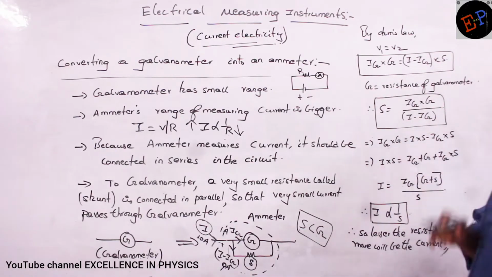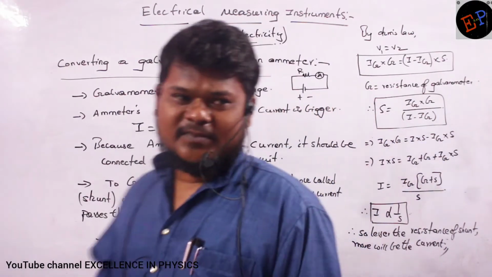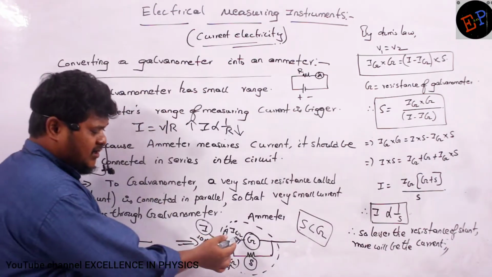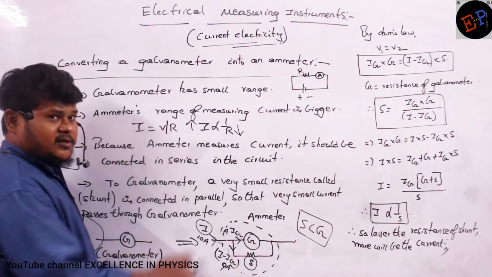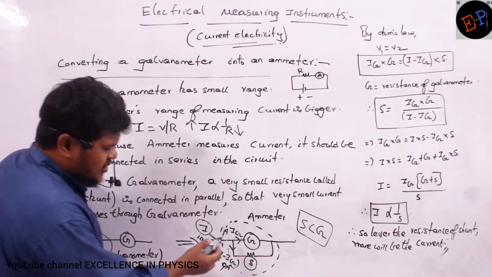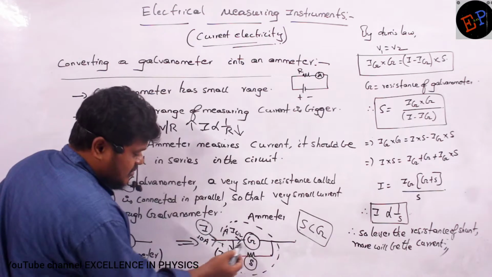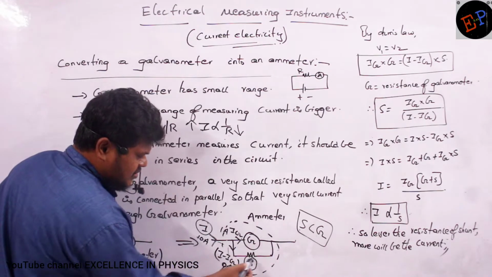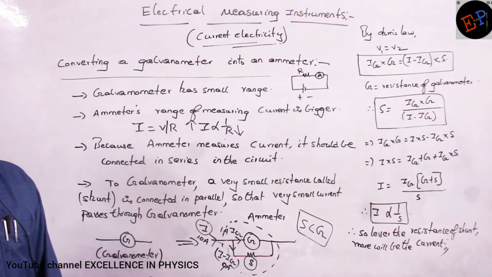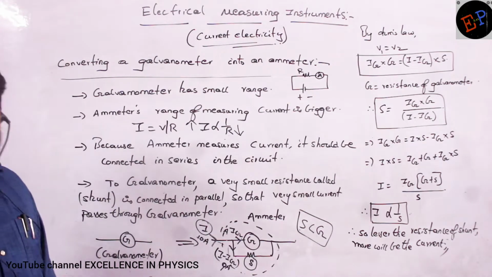And what is the importance of parallel connection? If two branches are connected in parallel, the potential difference across both the branches should be equal. Already we have studied this, no? Whatever the potential difference across the galvanometer, the same potential difference should exist across the shunt also. Clear, no? Because these two branches are connected in parallel. Are you able to understand?